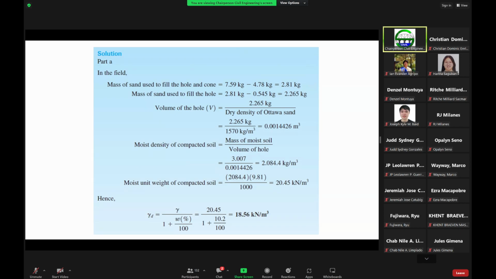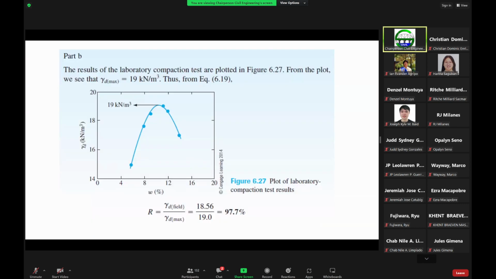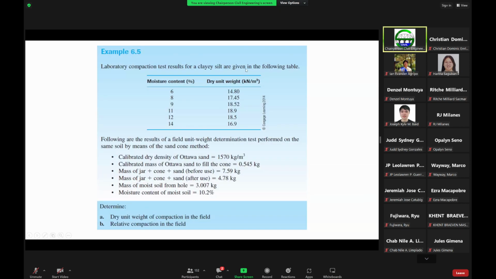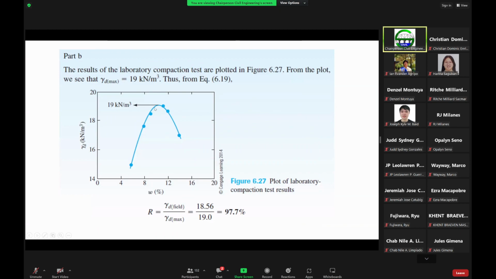So in actual practice, using the sand cone method, you determine this one. And then in the lab, you plot the compaction curve as derived from the lab data, so you can get the maximum dry unit weight from this curve. For example, you were able to get a nice curve, and you get 19 kilonewtons per cubic meter.